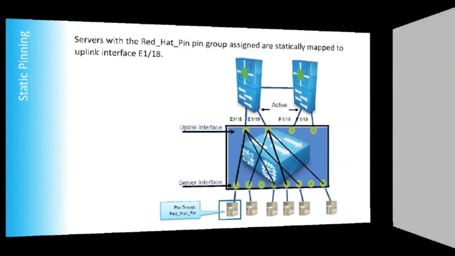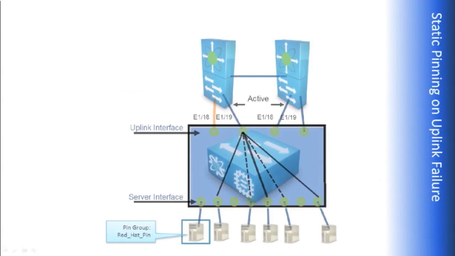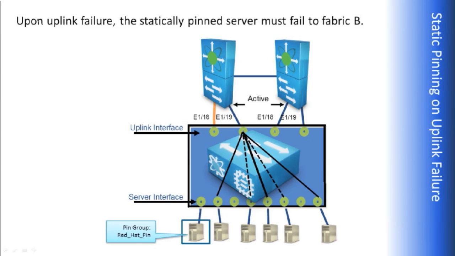Now, as you might guess in our example, if there is a failure, the uplink fails, Ethernet 1/18 fails for fabric A, then we would have a failover that's automatic to fabric B, but it would have to stay on the Ethernet 1/18 port, which we statically pinned. Okay, great work.